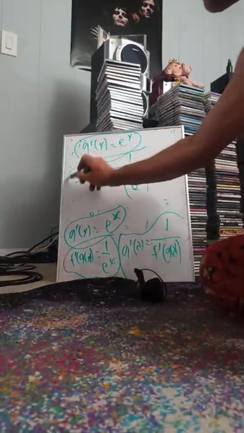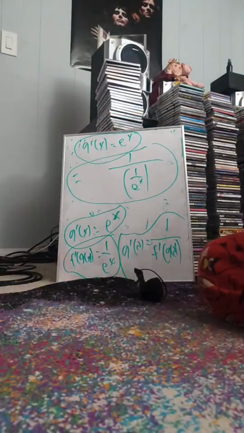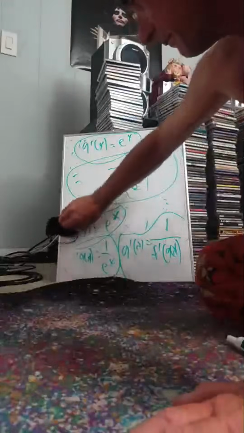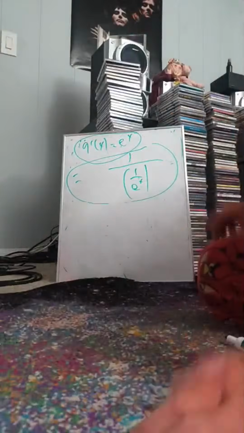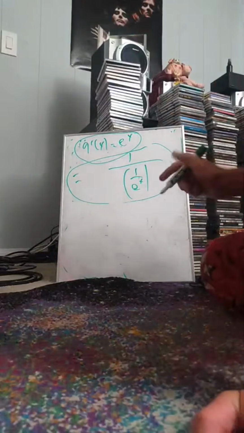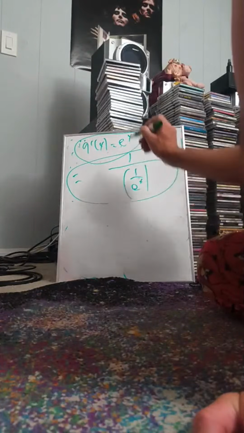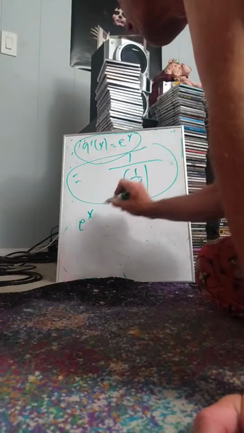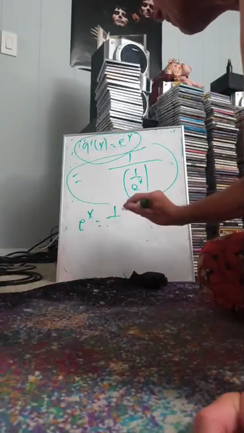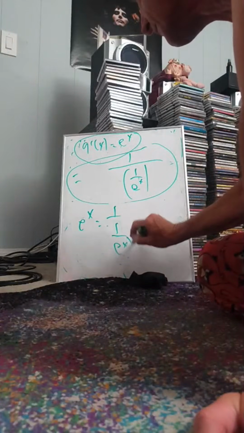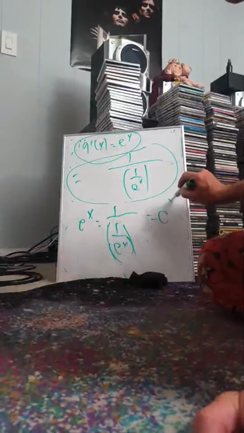So here's our thing. But is this equal to that? Well, almost done. Erase all that. We got it. I think we got that. Are those two things equal? Well, it turns out that they are, because 1 over 1 over e to the x is e to the x.